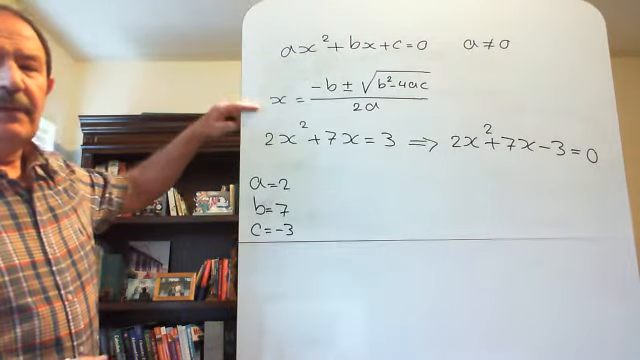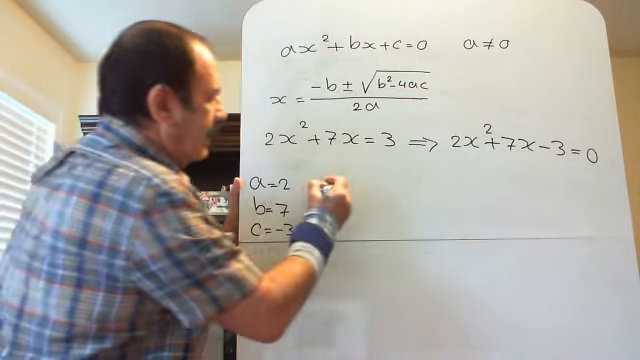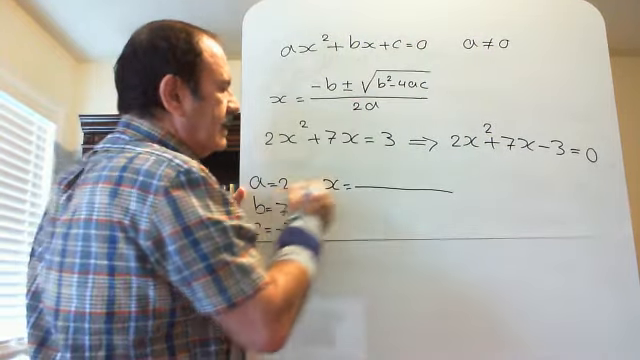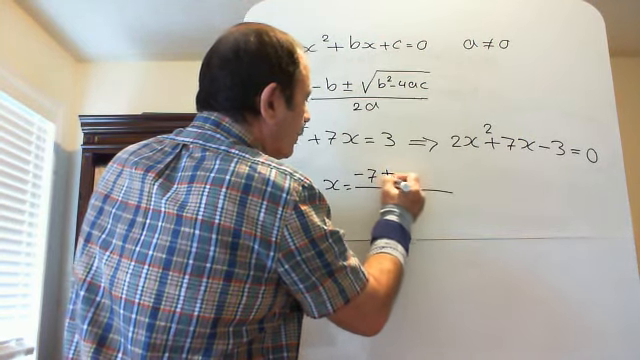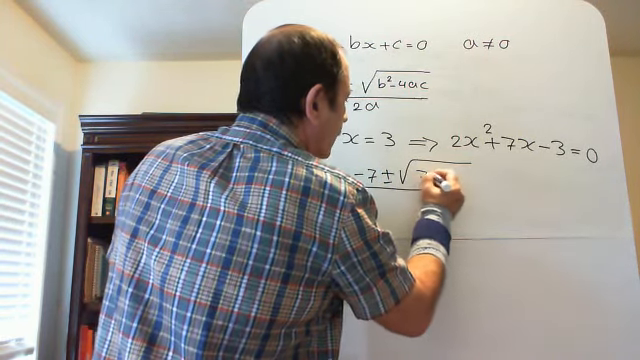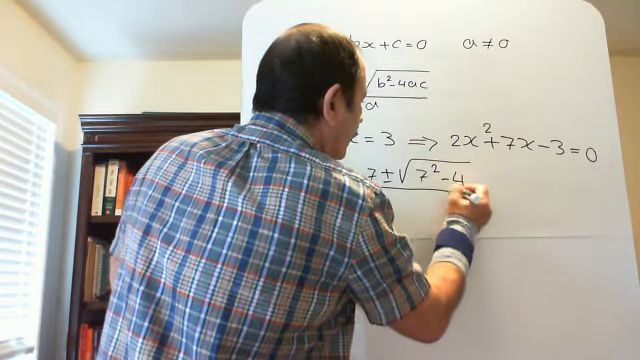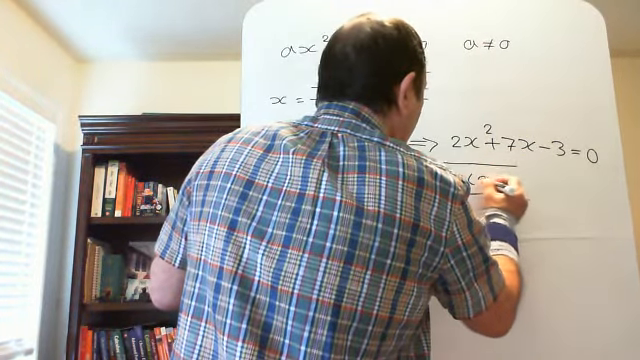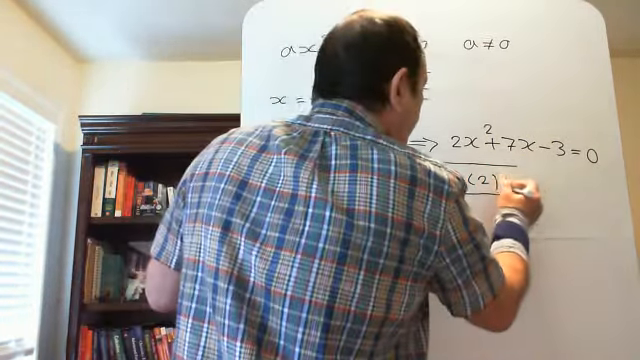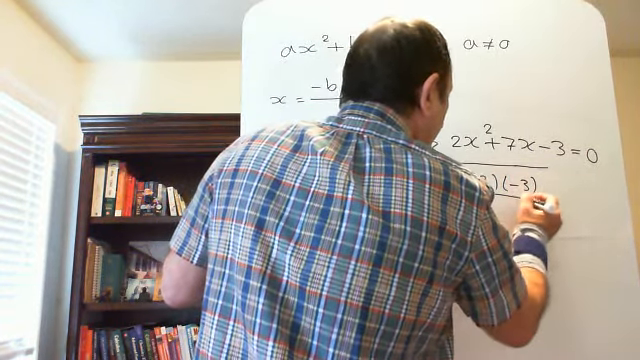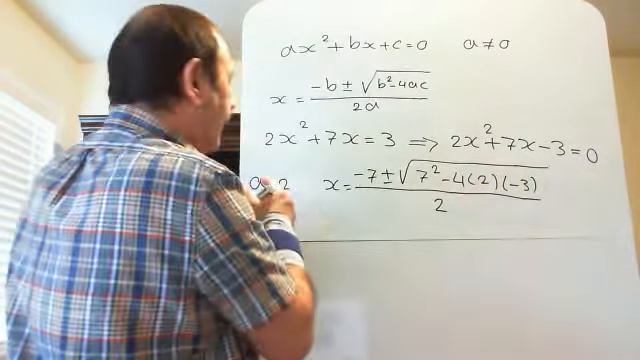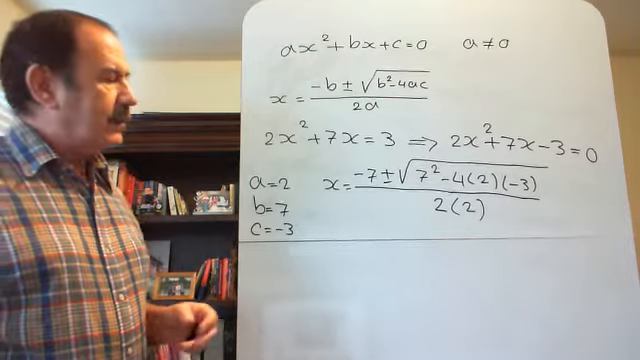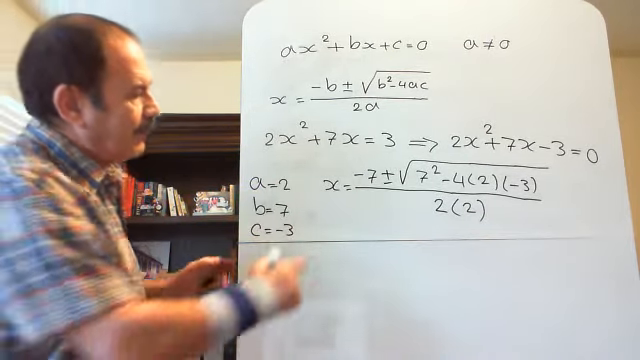Okay. Now substitute in the formula. x is going to be minus b. b is 7, so it's going to be minus 7 plus or minus the square root of b squared, 7 squared, minus 4, a is 2 and c is negative 3, over 2, and a is 2, 2a. Okay. Now after substituting the values, simplify this one.